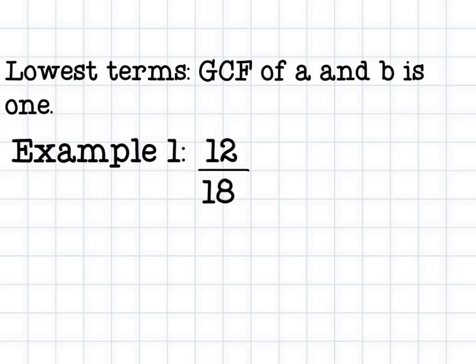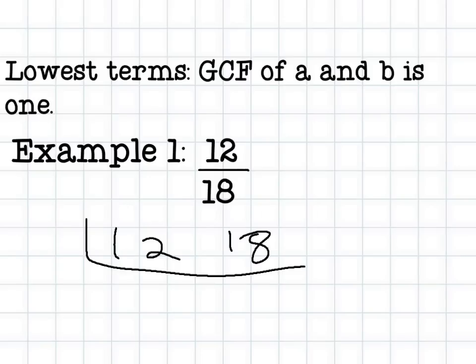Now, when we're looking to put something in lowest terms, we're looking for terms where the GCF of a and b is only 1. In order to do that, we can find the GCF of a and b. If you can't see by looking at 12 and 18 what the GCF is, we can use a factor ladder. So if we use 12 and 18 in our factor ladder, what goes into both of them? 2. 2 goes into 12 6 times, 2 goes into 18 9 times.